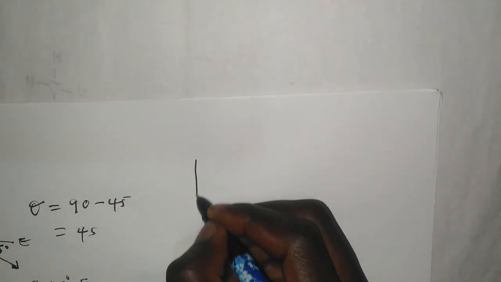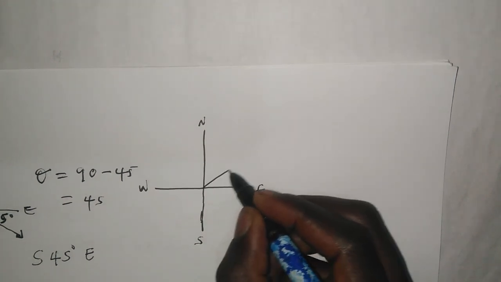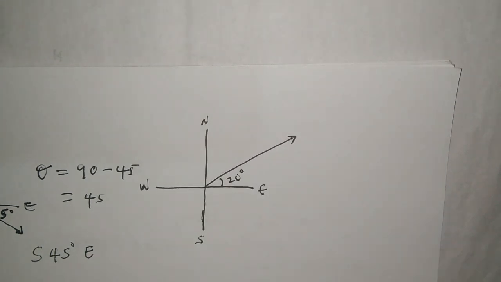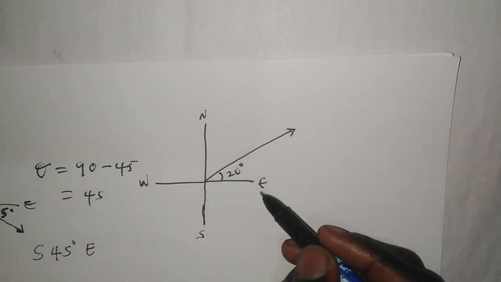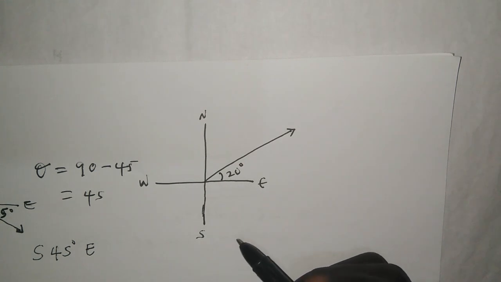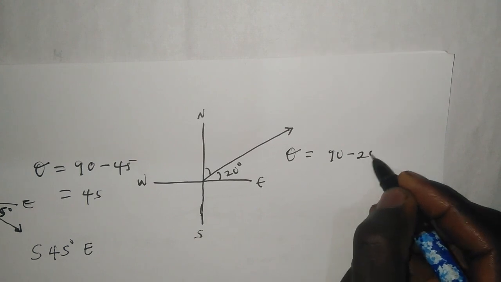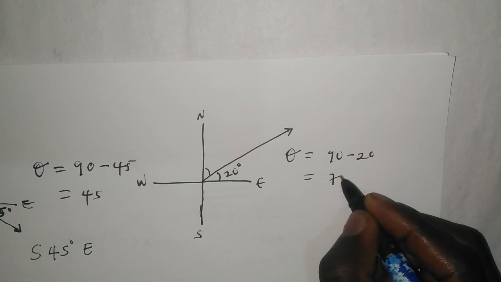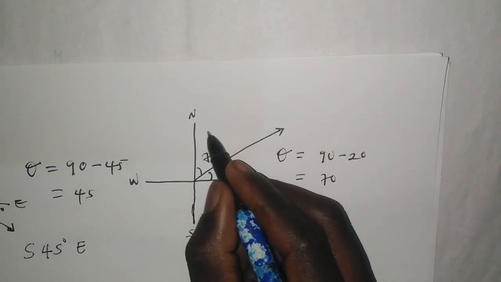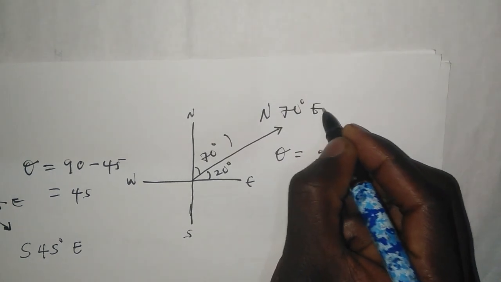Let's say we have another angle. You are given this direction. We have 20 degrees. Now you are asked to find the direction of this bearing. So this angle is relative to what? East and west. Therefore, we are looking for the angle that is relative to north and south, which is this one. Let's take this angle to be theta. So theta is equal to 90 minus 20. Theta is equal to 70. So this angle is now 70 degrees. So the bearing will be taken from north 70 degrees east. So we have the bearing to be north 70 degrees east. So this is the bearing.